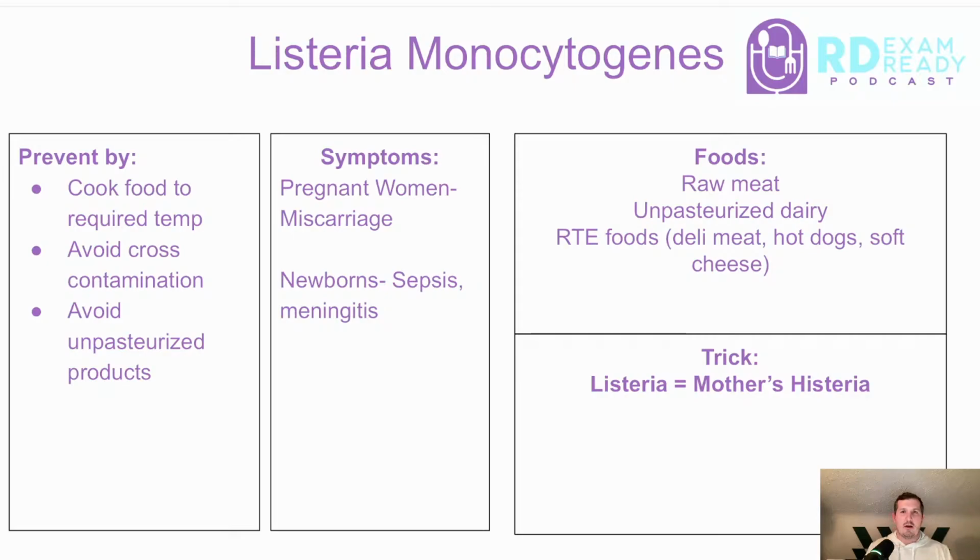For foods with listeria, you're seeing a lot of ready to eat foods. So we have our ready to eat foods like deli meats, hot dogs, soft cheeses. Raw meats can develop listeria as well, as well as unpasteurized dairy products.